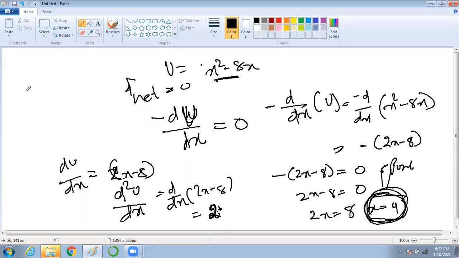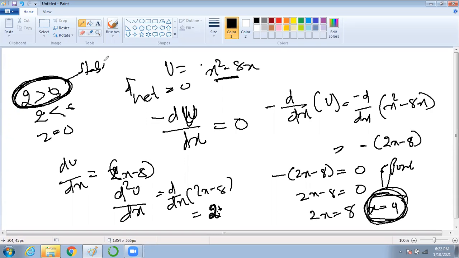So now tell me, is 2 more than 0, or less than 0, or equal to 0? It is 2 is greater than 0. So what type of equilibrium it is? Stable equilibrium. Am I clear? Yes, sir. Devika, clear? Siddhi, clear? Because on double differentiation we are getting the value 2.